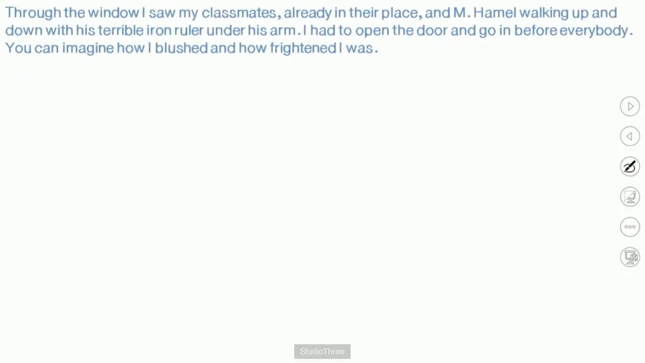So through the window, I saw my classmates already in their places, and Mr. Hamel walking up and down with his terrible iron ruler under his arm. Means he was always carrying that iron ruler with him. I had to open the door and go in before everybody. You can imagine how I blushed.